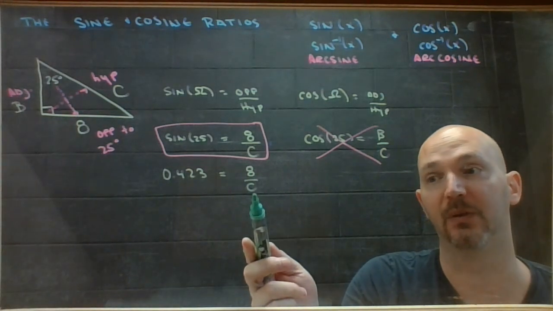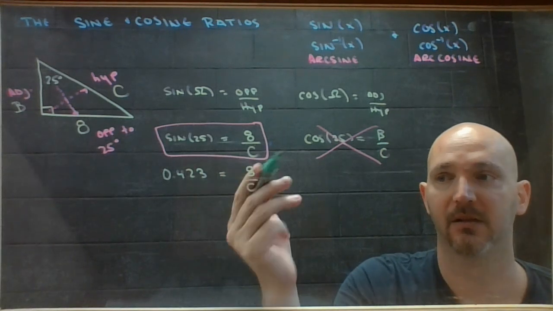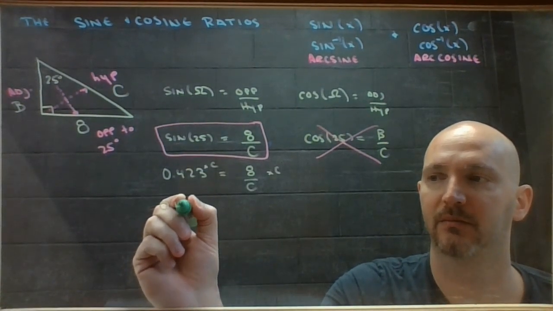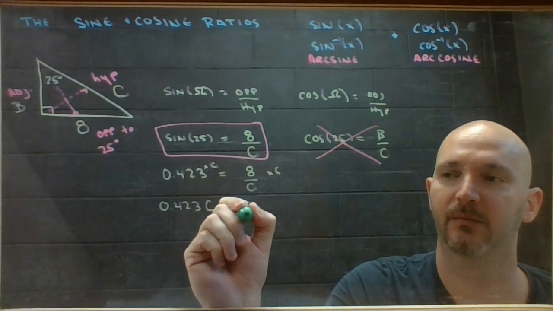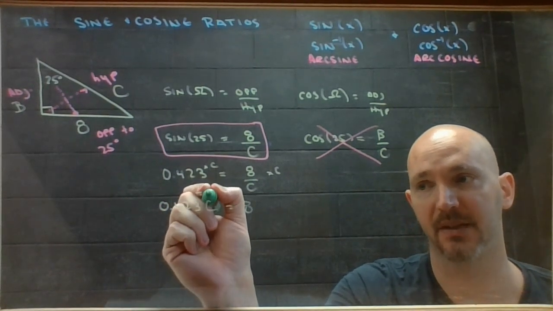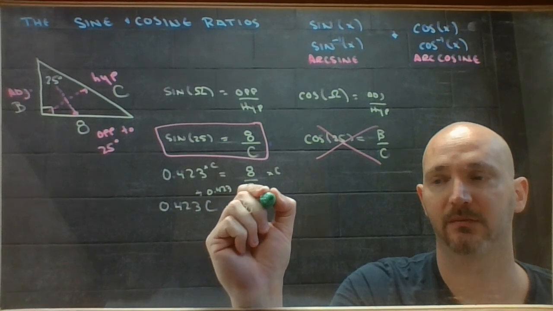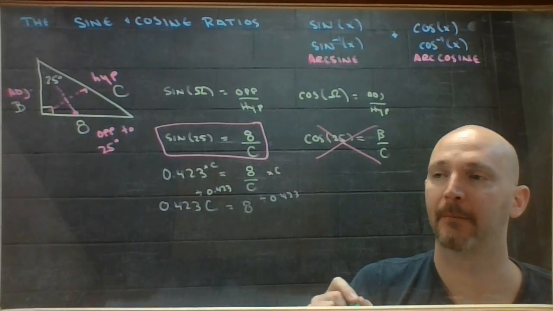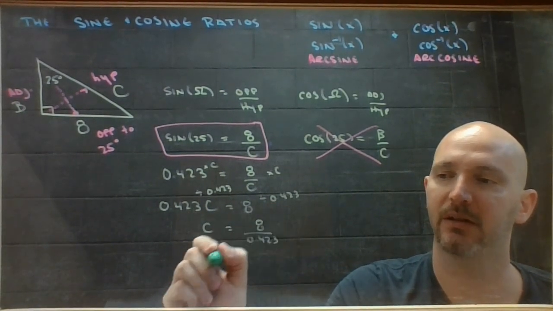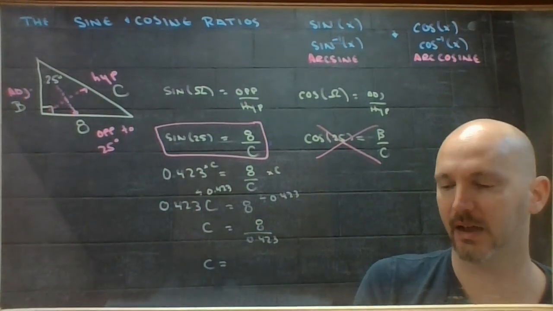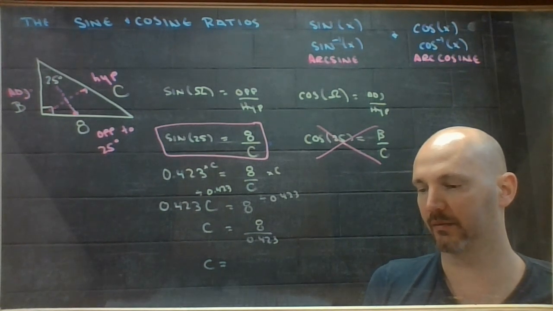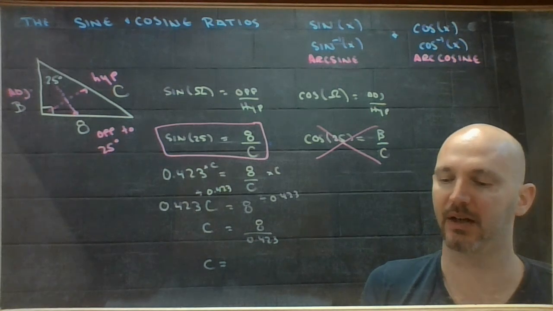I'm going to have to move this C up here. So I don't like divide by C, so let's get it over here. And then to finish, I have a multiplication there I need to break, so I'm going to divide by 0.423, which gives me C is 8 divided by 0.423, and the handy calculator, 8 divided by 0.423 gives me 18.913 if I round.